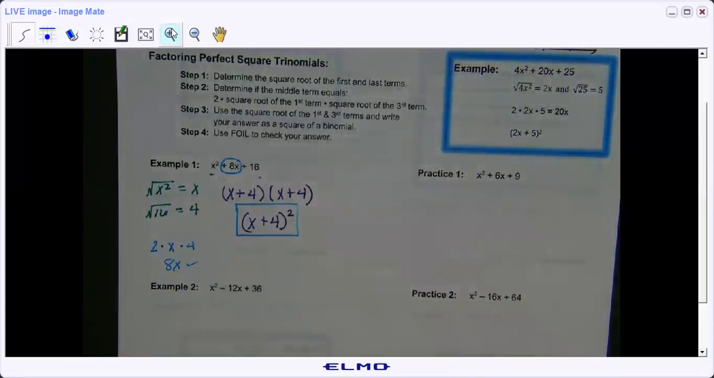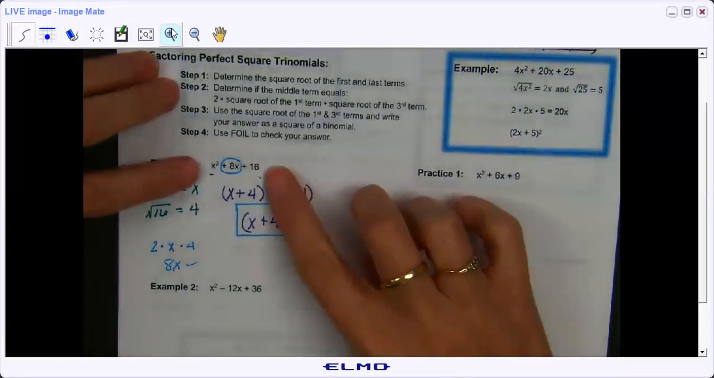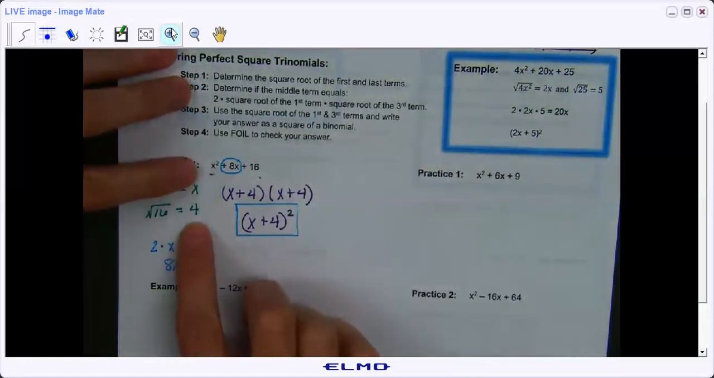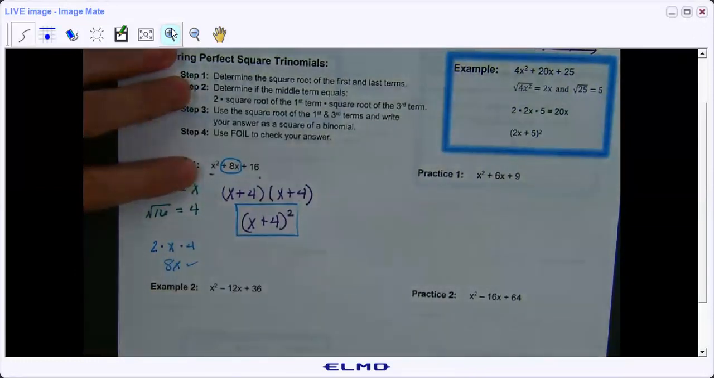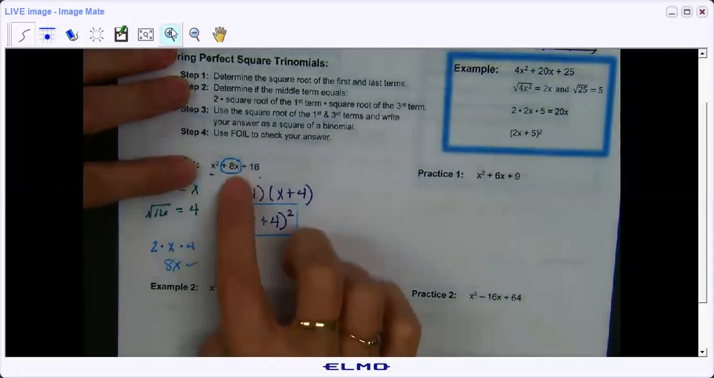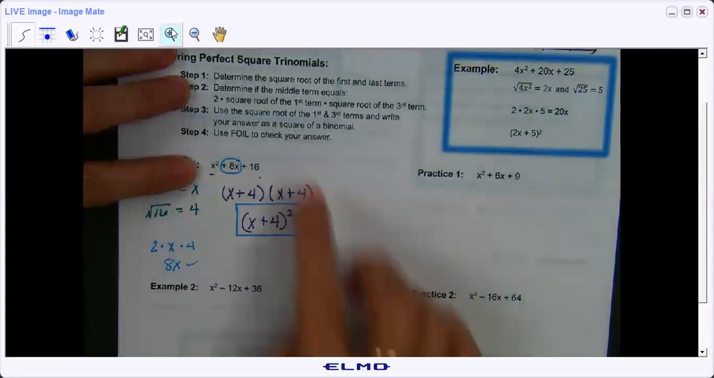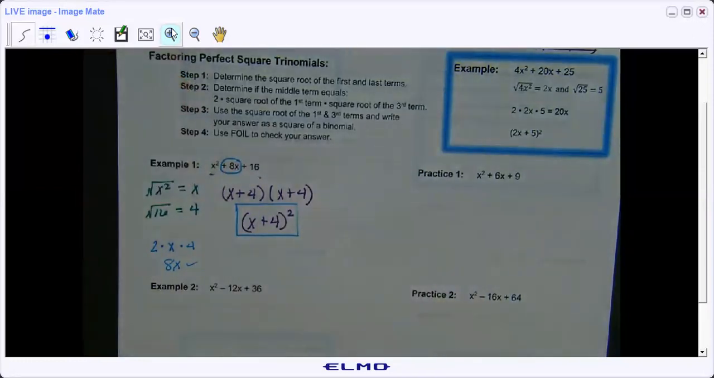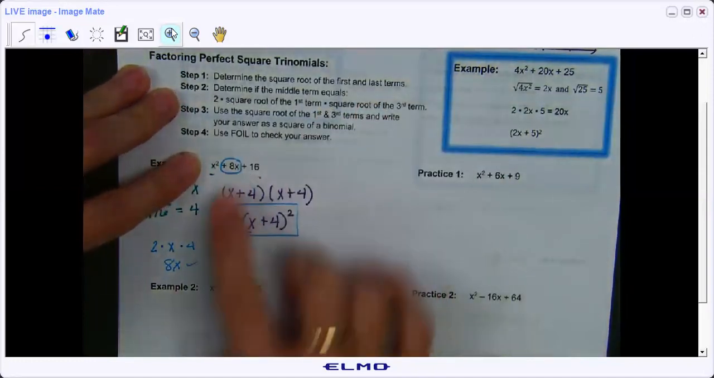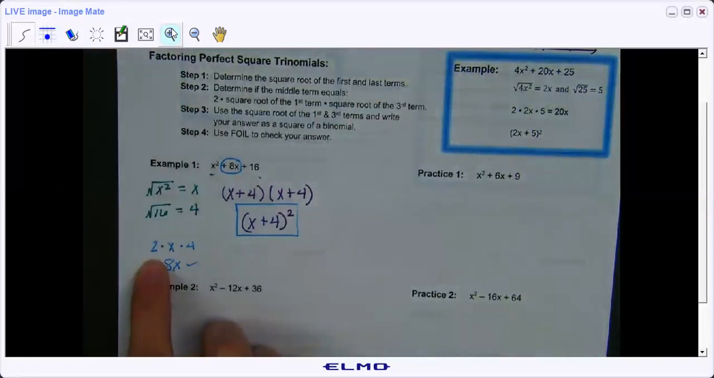Let me go back a little bit and review this problem. You want to see if the first and the third terms are perfect squares. In this case, they are. To make sure this is fully a perfect square trinomial, you take these two terms together, multiply them, and then multiply by 2. If you get 8x, then this is a perfect square trinomial. Sometimes your first and third terms will be perfect squares, but it doesn't equal your middle term when you multiply those square roots by 2, and so it wouldn't be considered a perfect square trinomial.